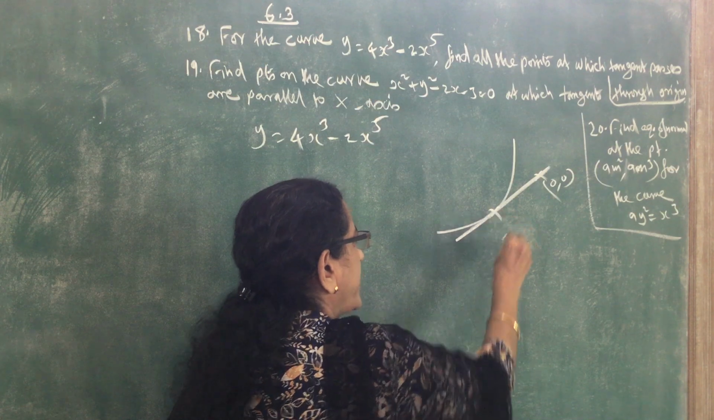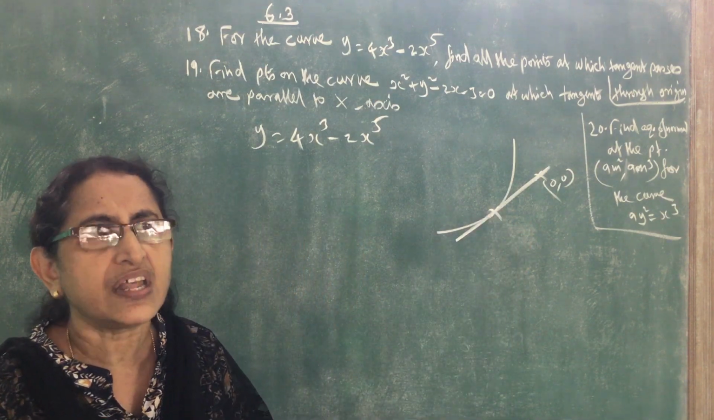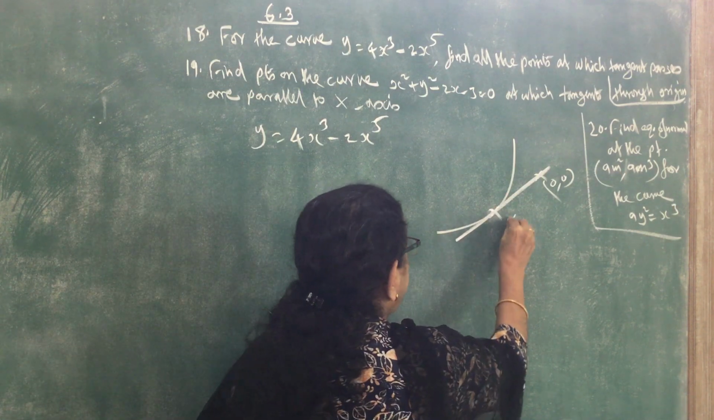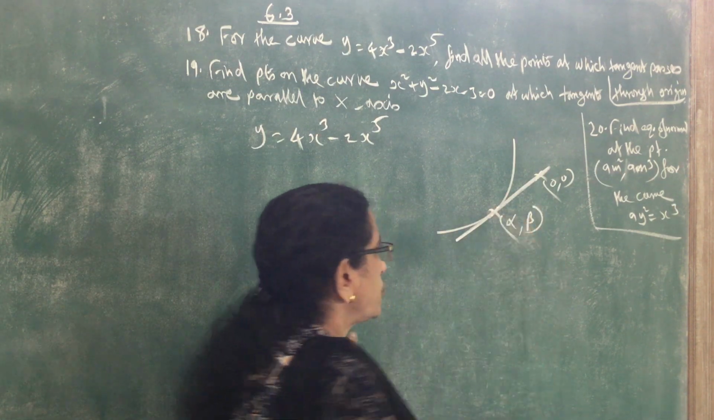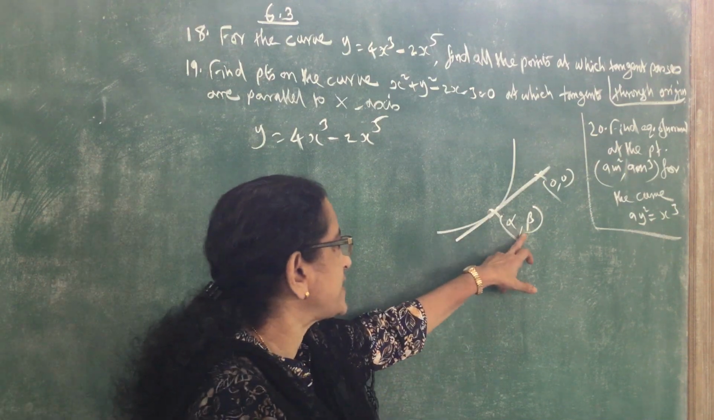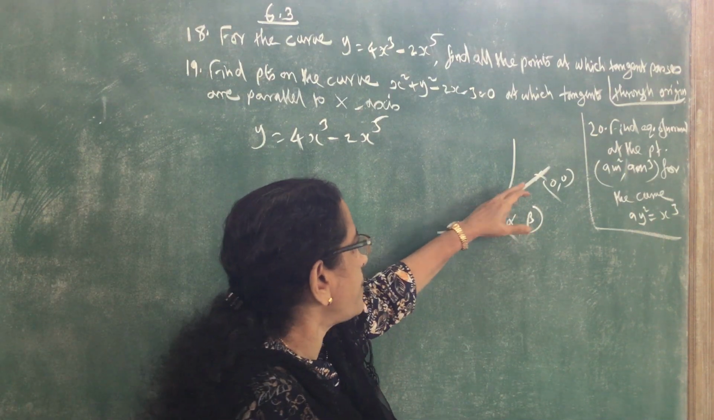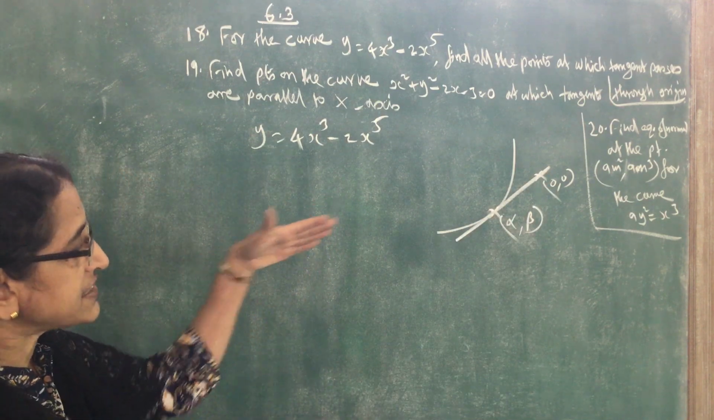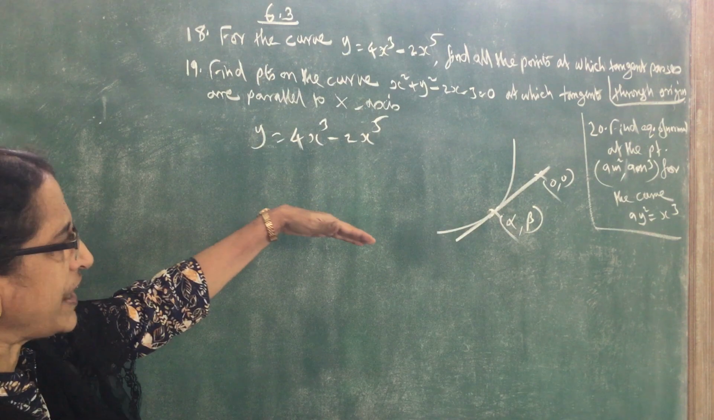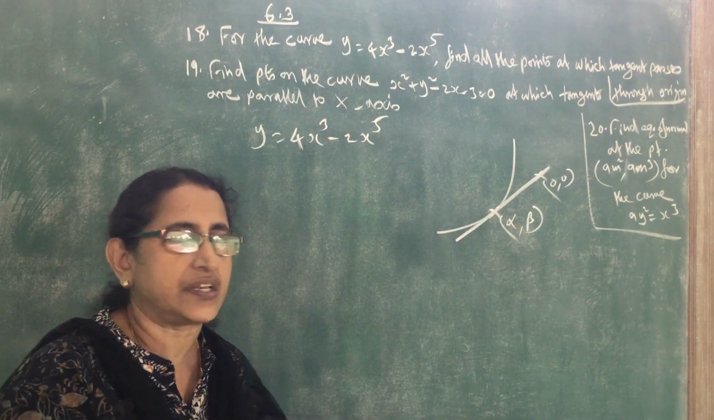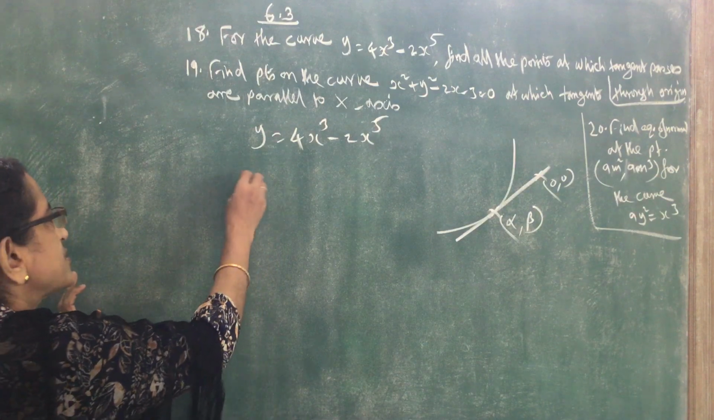This point of contact is not given, so we can take that point as alpha comma beta. We have to find the values of alpha and beta, all the points alpha beta satisfying that the tangent passes through the origin. That is the condition given. So we can find the equation of the tangent in terms of alpha beta. Using this we can find the slope of the tangent.